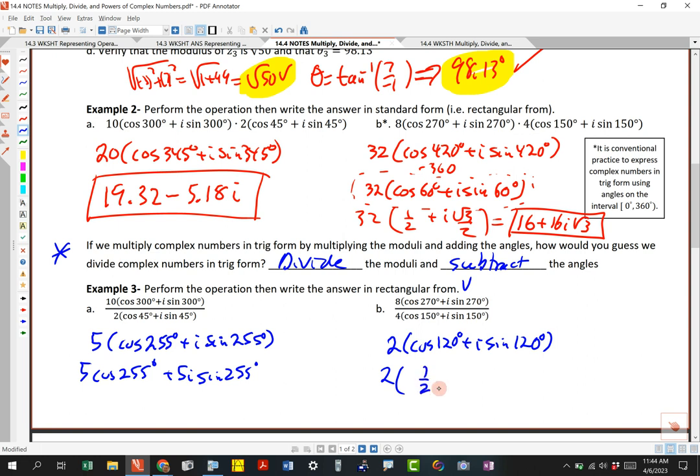It is 1/2. Is it positive or negative? It is negative. Okay. Sine 120.